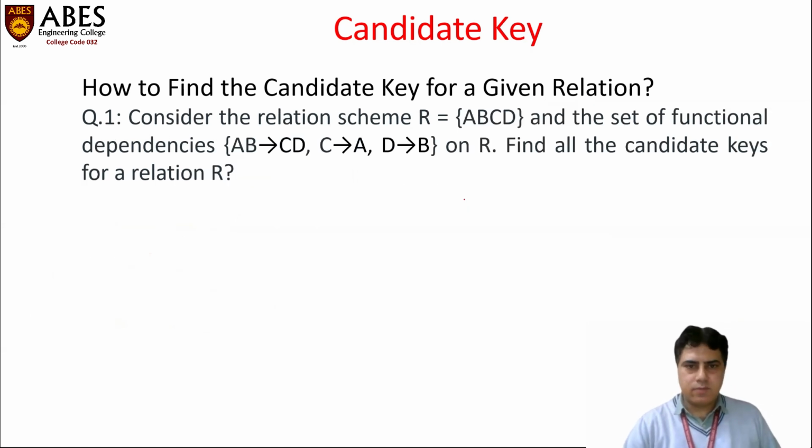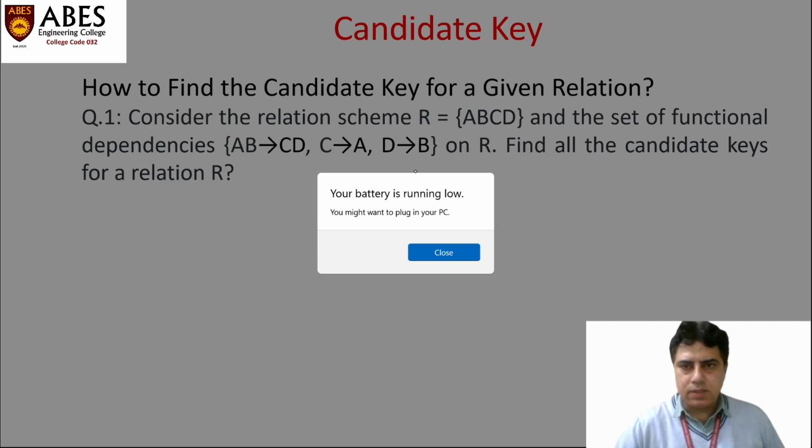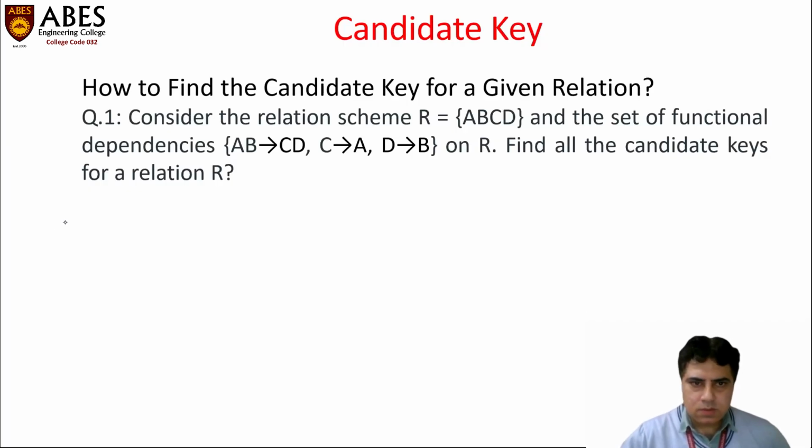Now let us take one more example. There is a relation R, A, B, C, D. A, B determines C, D, C determines A, D determines B. So the given functional dependencies are A, B determines C, D, and C determines A, and D determines B. So find out all the candidate keys.